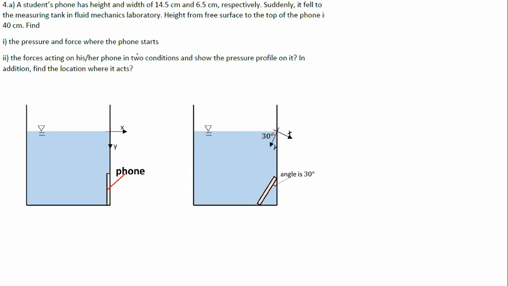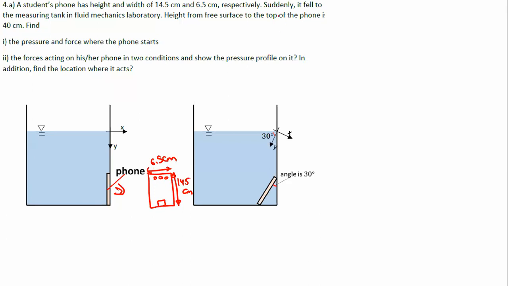The phone has dimensions of 14.5 centimeters by 6.5 centimeters. If you look at this phone in front view, you will see something like this. Here you have the sensors, etc. Here you have the power button. Then this phone has a height of 14.5 centimeters and a width of 6.5 centimeters.